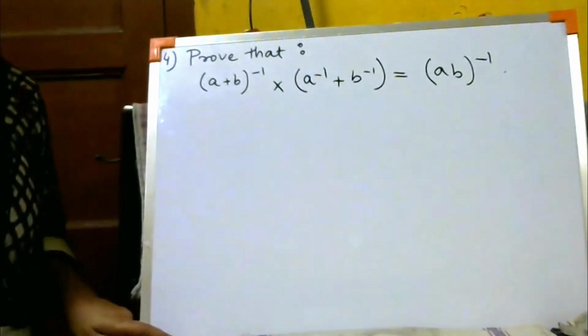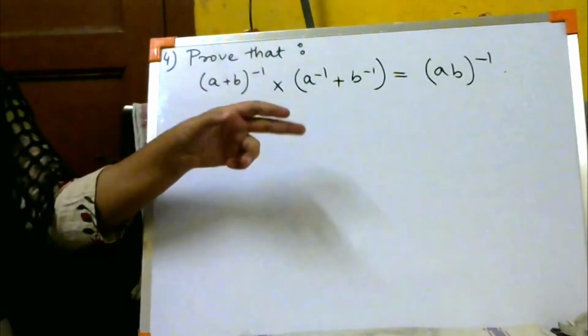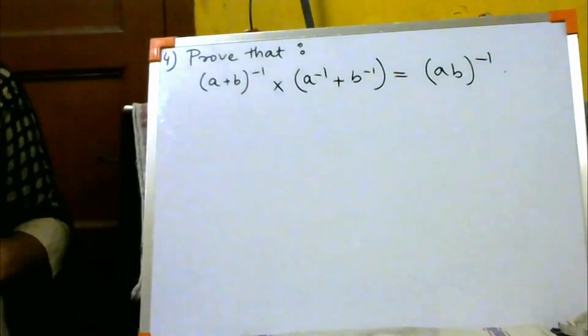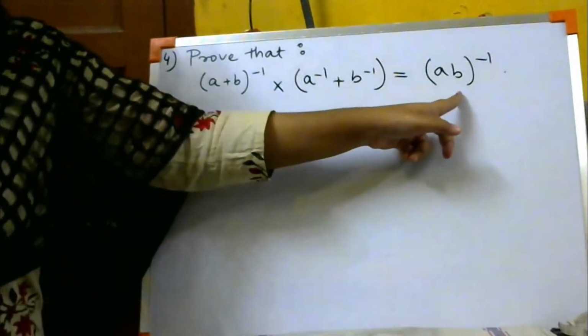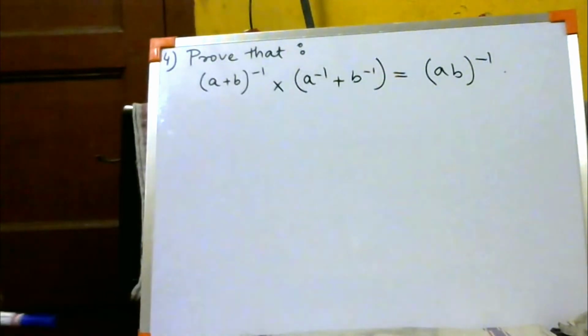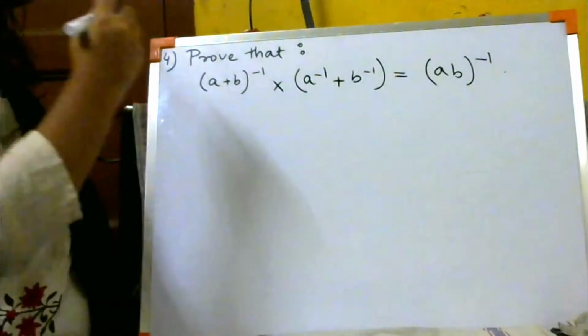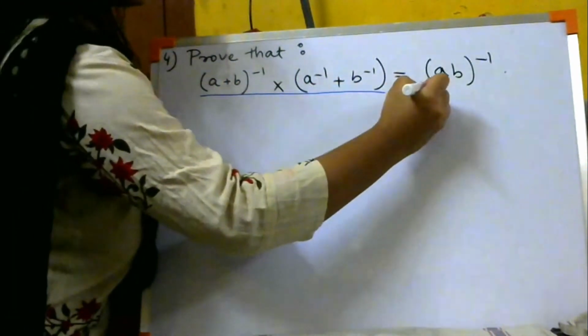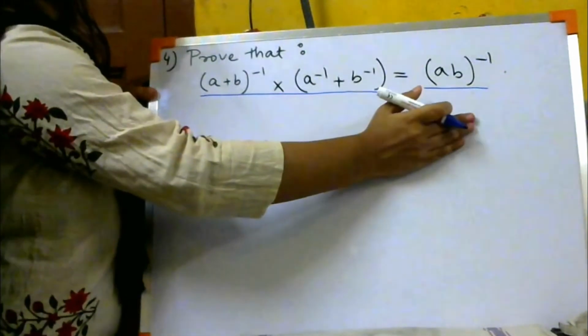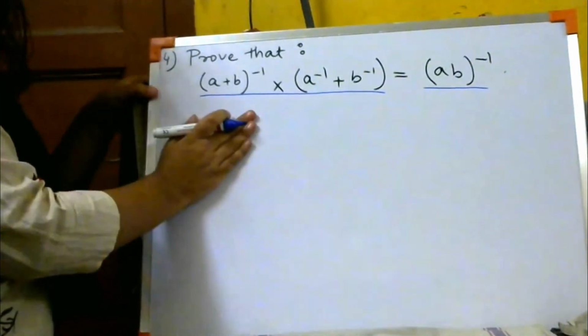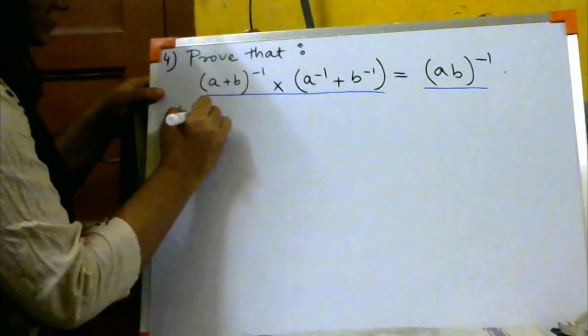a plus b to the power -1 into a to the power minus 1 plus b to the power minus 1 equals to ab to the power minus 1. You have to prove that this thing is equals to this thing. Clear? So I think you people know a little bit that when you prove, you are going to write this is the LHS, this is the RHS. मतलब left hand side LHS, RHS right hand side. Okay, let us solve the LHS first. We are going to write like this.